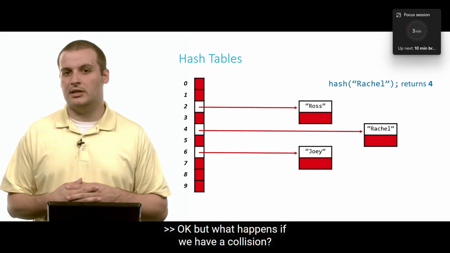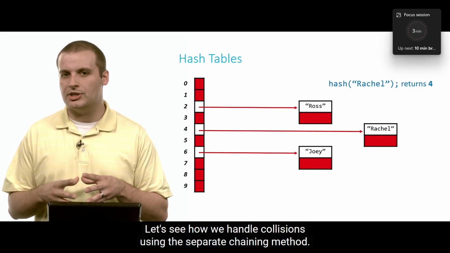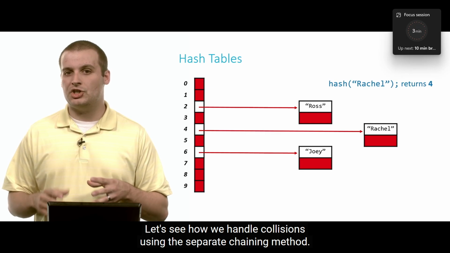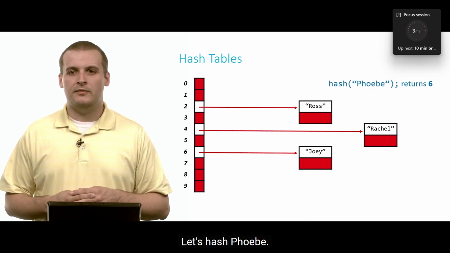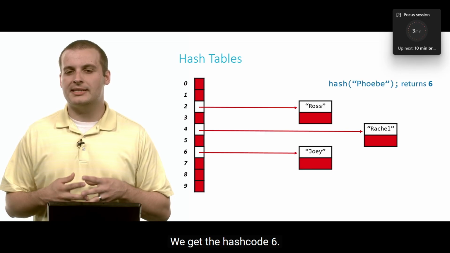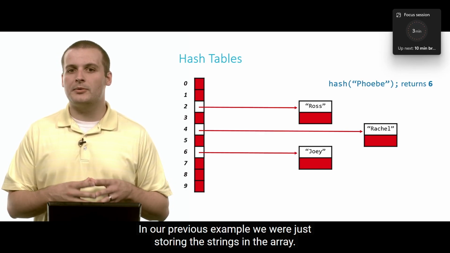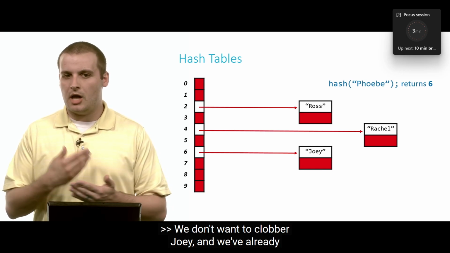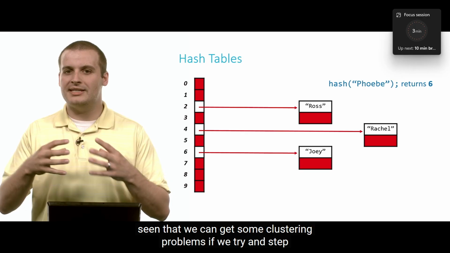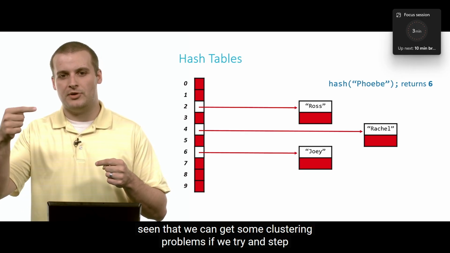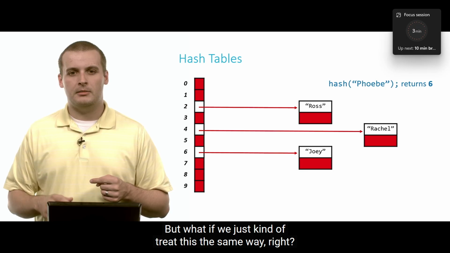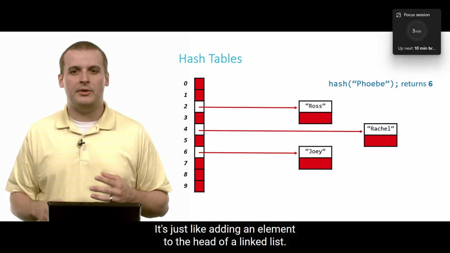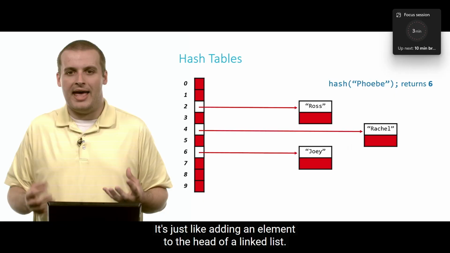Okay, but what happens if we have a collision? Let's see how we handle collisions using the separate chaining method. Let's hash Phoebe, and we get the hash code 6. In our previous example, where we were just storing the strings in the array, this was a problem. We don't want to clobber Joey, and we've already seen that we can get some clustering problems if we try and step through and probe. But what if we just kind of treat this the same way, right? It's just like adding an element to the head of a linked list.